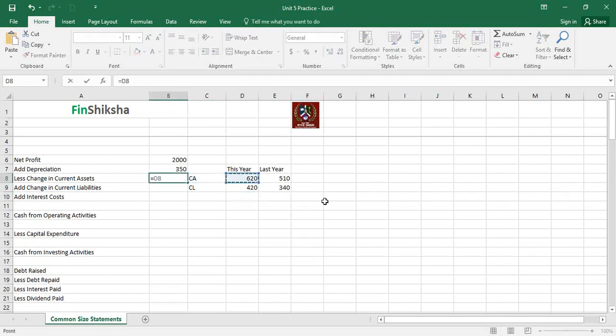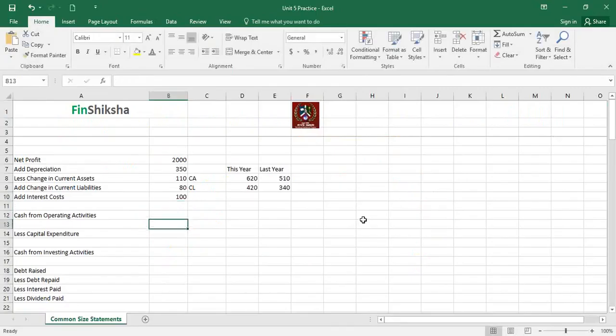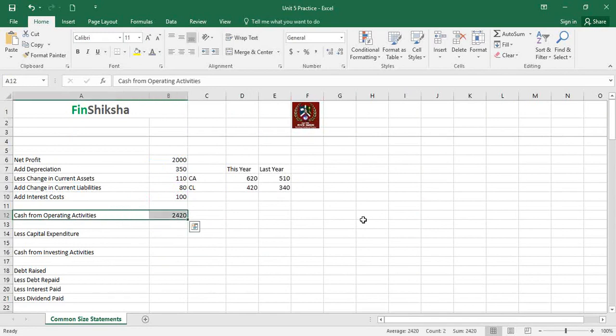Can I find the change? Change is 110. Remember, this will get subtracted eventually in our formula. So we will make that change in the formula. We don't need to put a negative here. And this is positive. This will get added. And what is the interest cost? The interest cost is 100 crore. So 100 gets added. Let's do the formula here. 2000 plus depreciation minus change in current assets plus change in current liabilities plus interest cost. Correct? And that gives me my number, cash from operating activities.